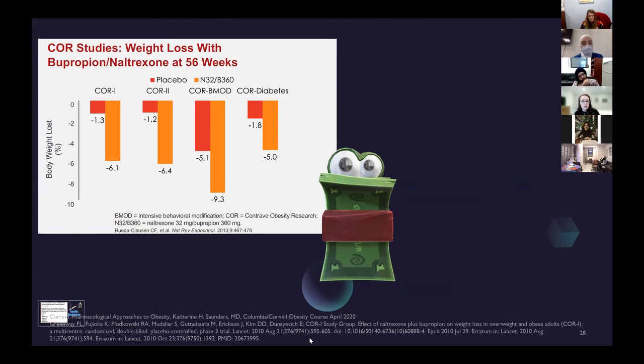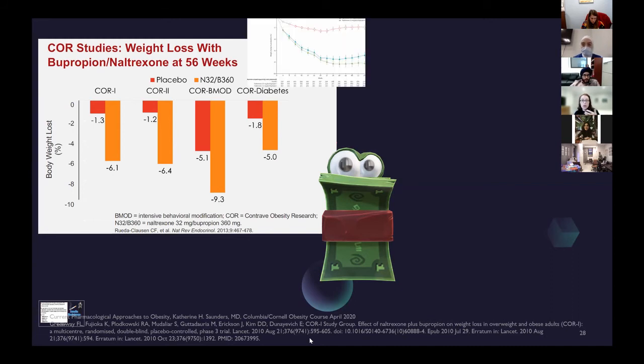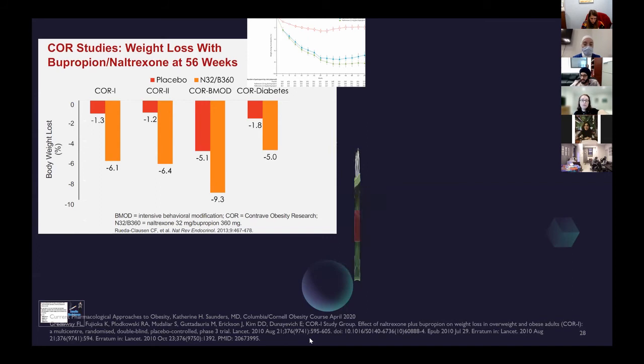So if you see here, these are a bunch of the trials looking at Contrave, and that's the combination you were talking about. This is Contrave by itself. This is if you do it with behavioral modification, the difference between that and then with diabetes. So it is very helpful. And look at this, it's a small scale, but you can see the difference in weight loss between placebo and, on the bottom, weight loss with Contrave, so it's effective.